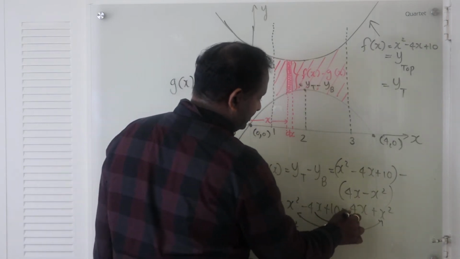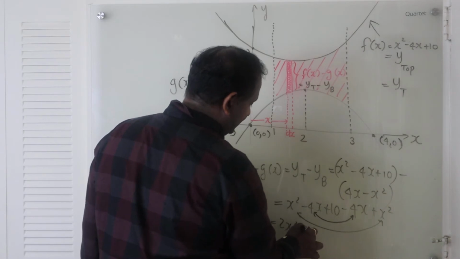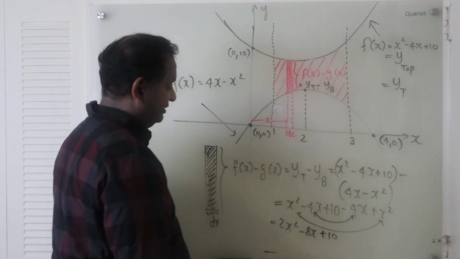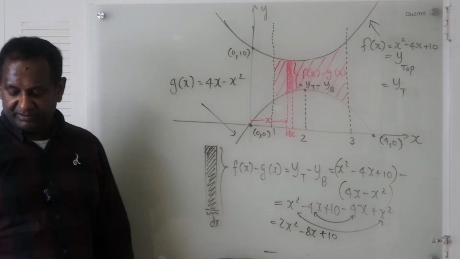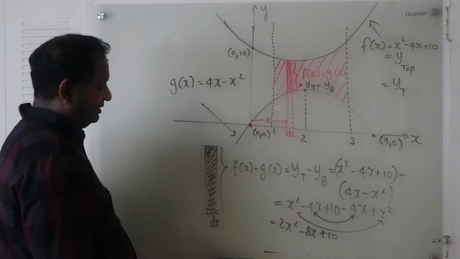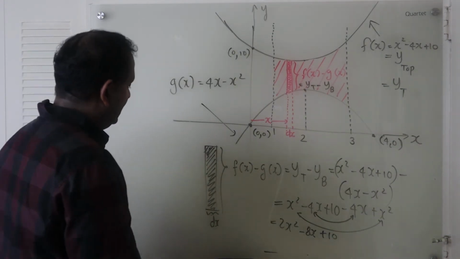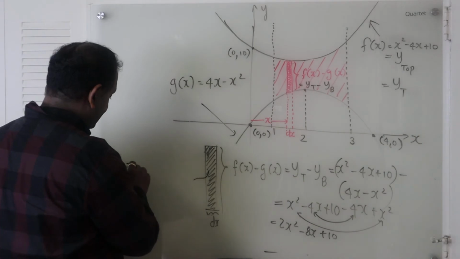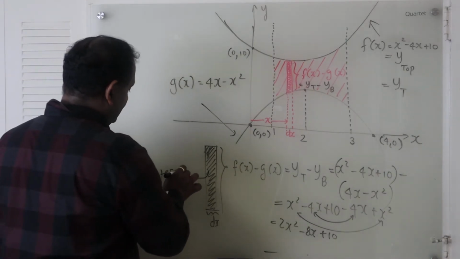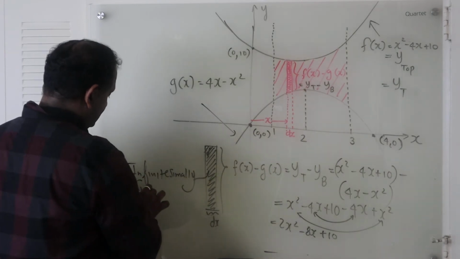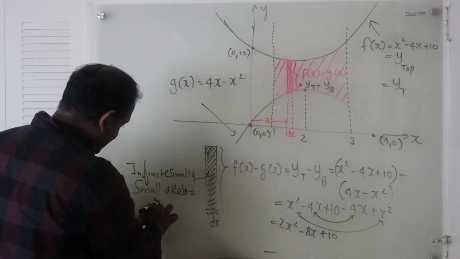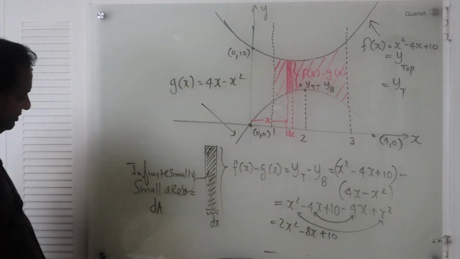Then these two, minus 8x squared plus 10. See? That's the difference. Plus 10. See, it's a small strip. Its area, I'm going to say this one, infinitesimally small area is given by dA. See, dA.